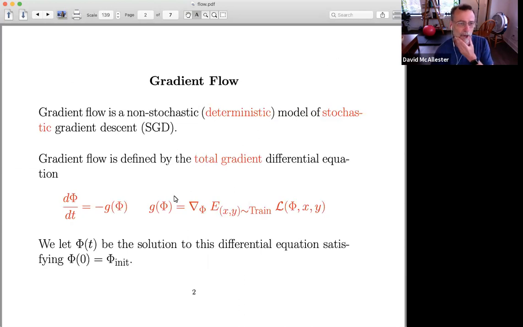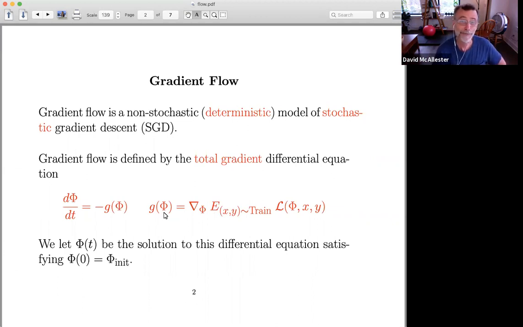So we have a total gradient, right? The total gradient is defined to be the average over our training set of the gradient of the loss, or the gradient of the average loss. And this total gradient is not stochastic, right? It's a precisely well-defined thing for any given parameter vector. It's the average over all the training data of the loss.